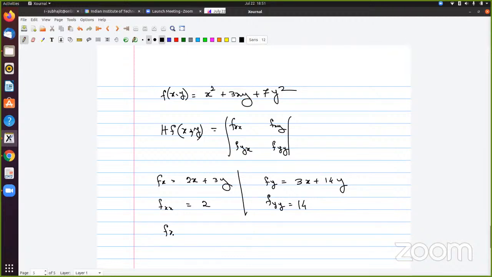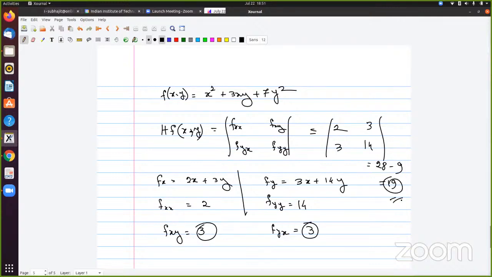What is fxy? 3. What is fyx? That is also 3. So these two are equal here. And if we write this, it's 2, 3, 3, 14. Okay. So this is a symmetric matrix, as you can see. It is 28 minus 9, that is 19. The determinant is 19.